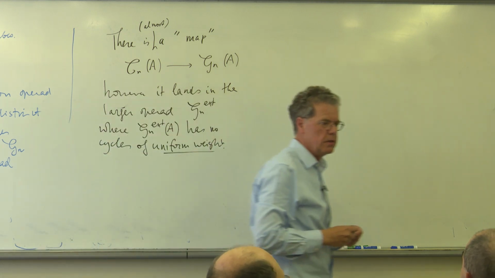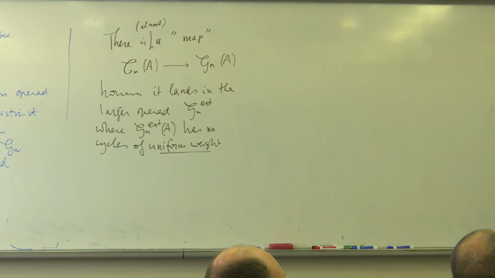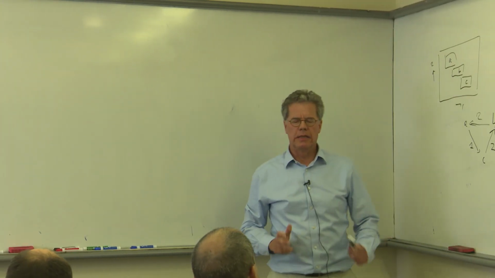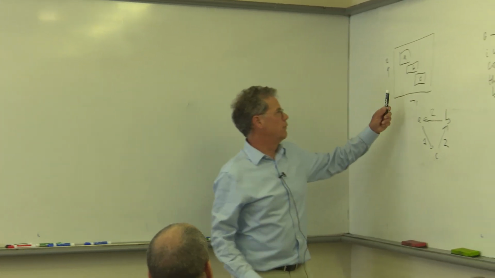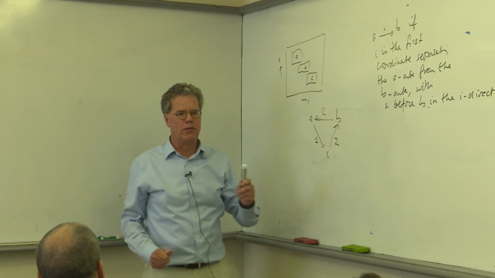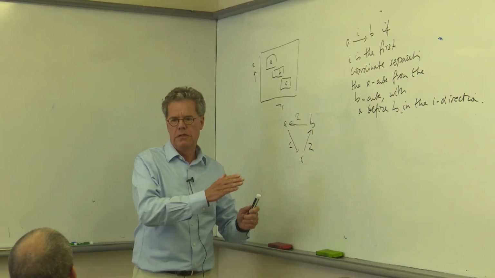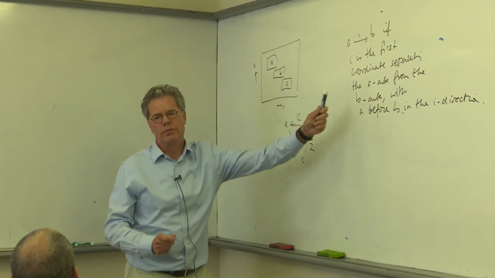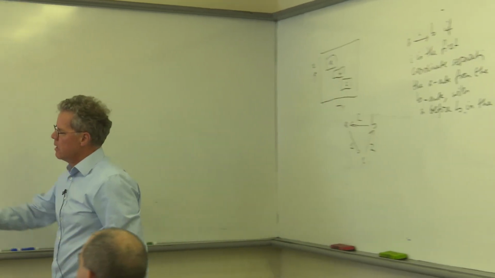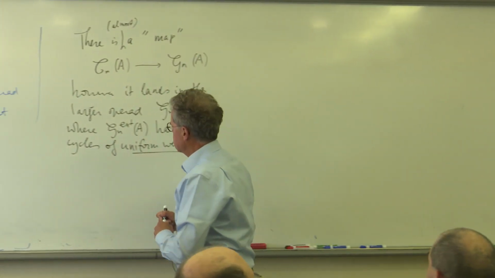Okay? You can check that easily in the example that can never happen. Because if it would have a cycle in uniform weight, you would get in one coordinate along one axis a loop. So that's impossible. Right. And this is a larger operad.